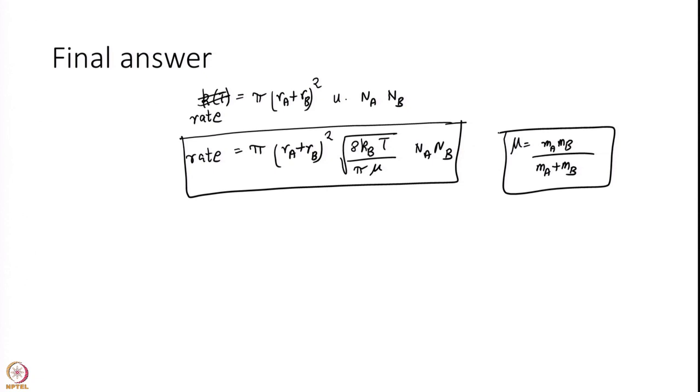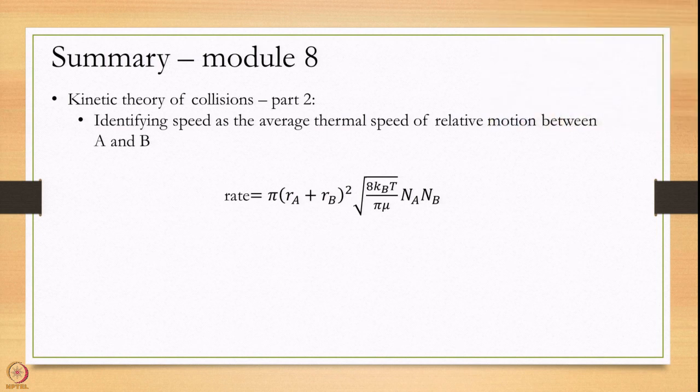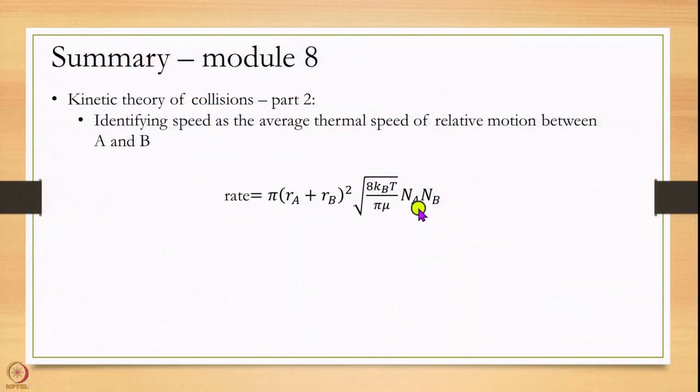So that is how you calculate rate in kinetic theory of collisions, at least the first estimate, we are going to refine upon it. So, in summary for today's module, we have looked at how to calculate this u, and we have identified this u as the average thermal speed of the relative motion between A and B. We have calculated that formally by doing a center of mass transformation, and in that my mathematics simplifies a little bit and I can calculate this relative speed u, and with that I get the final answer as this: rate equal to pi (rA plus rB) square into this average thermal speed into nA into nB. In the next module, we are going to continue from this point, calculate the rate constant and discuss a few of its properties. Thank you.